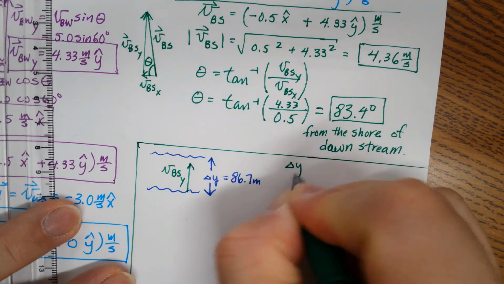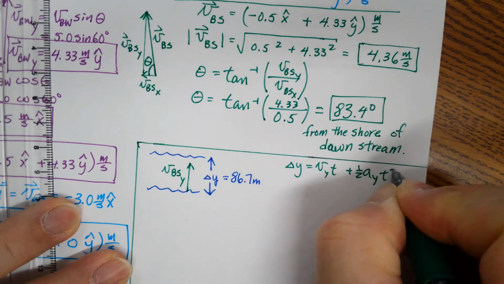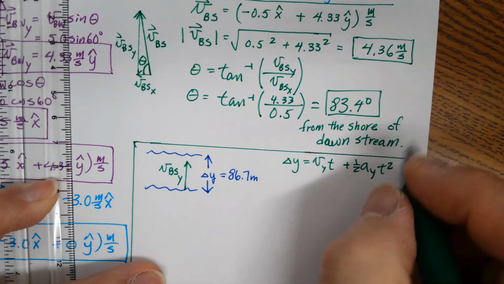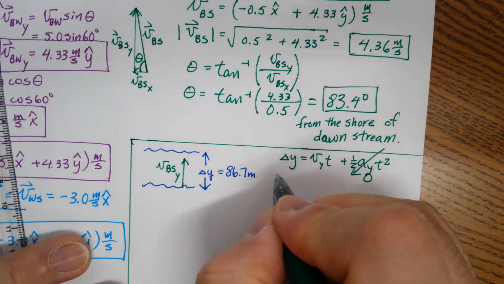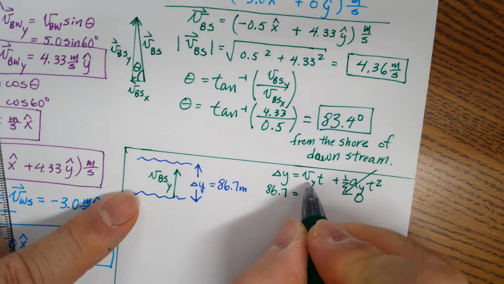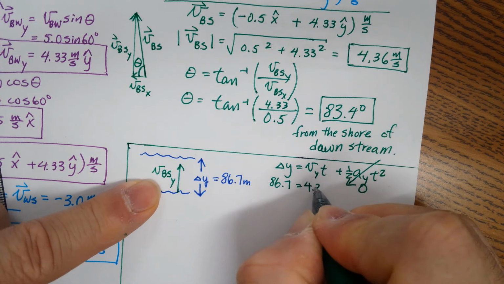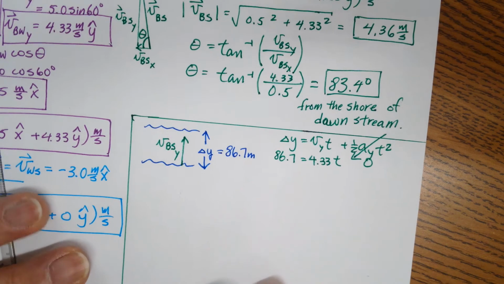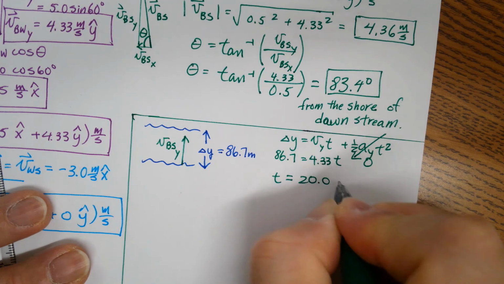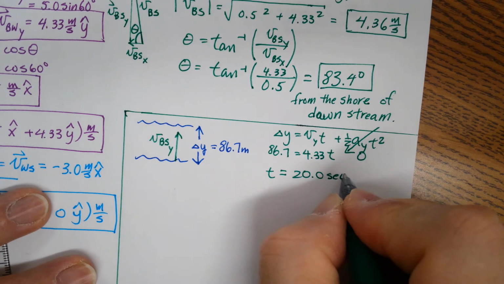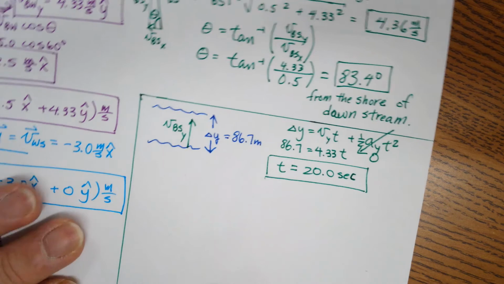So we already know delta y is equal to VYT plus 1/2 a sub y t squared. Well, this boat is not accelerating, so we know the acceleration in the y direction for the boat is 0. We know my delta y, which is 86.7. We know Vy, which is VBSY, which happens to be 4.33, times time t. So when we solve for time, my time comes out to 20 seconds. So it takes 20 seconds to cross the river in this case.